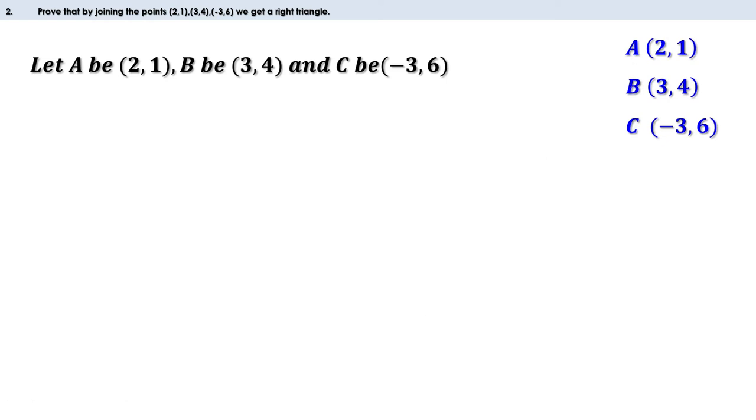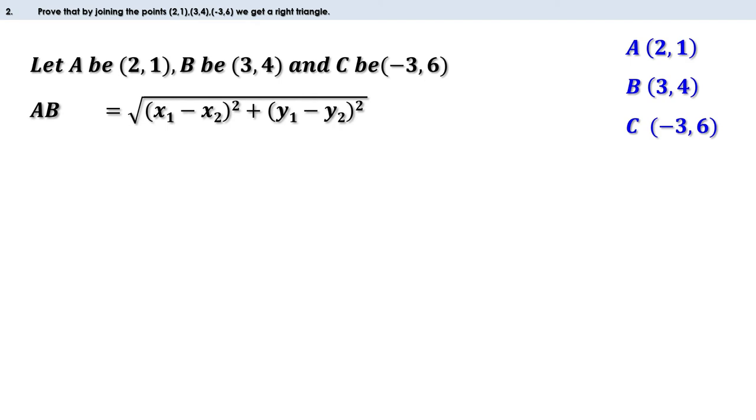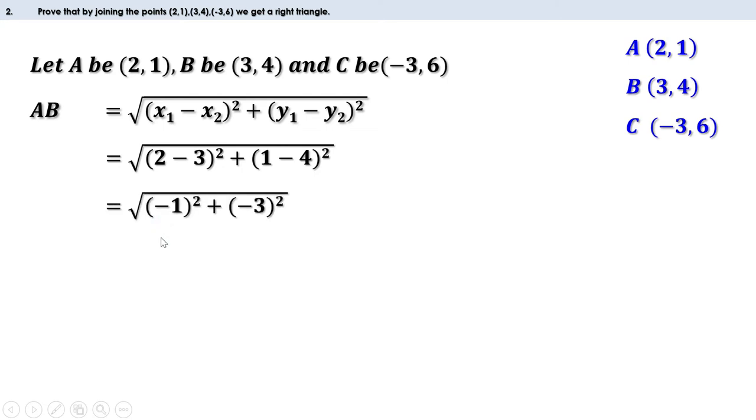The length of the side AB is the distance between the points A and B. And we know the distance between 2 points is root of (x1 minus x2) whole square plus (y1 minus y2) whole square. Here x1 is 2, x2 is 3, y1 is 1, y2 is 4. So this can be written as root of (2 minus 3) whole square plus (1 minus 4) whole square. 2 minus 3 is minus 1 and 1 minus 4 is minus 3. So this can be written as root of (minus 1) square plus (minus 3) square. Minus 1 square is 1 and minus 3 square is 9. So this can be written as root of 1 plus 9 and that is equal to root 10. That means the length of the side AB is root 10 units.